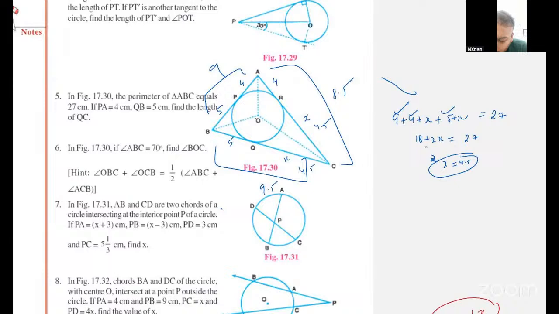For the length of QC, this is 35. QC I got, which is 4.5. If A, B, C, this is 35, 35. It will become 18 and 29. That is correct.